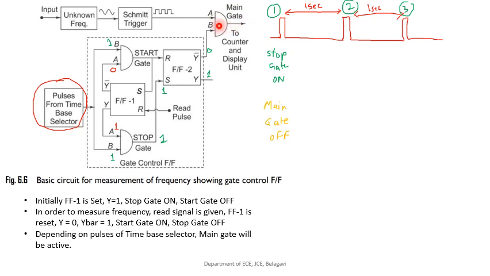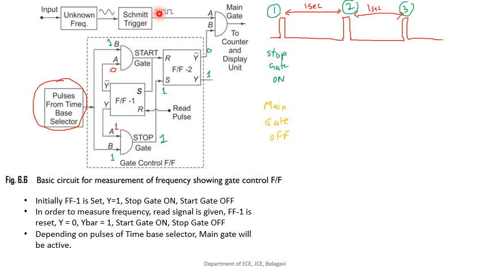So once your main gate is off, these pulses which are there, you can see here this part. If you see, I have an unknown frequency and the Schmitt trigger is used to convert this analog signal into pulses of square waves, or you can say pulses which you can measure.